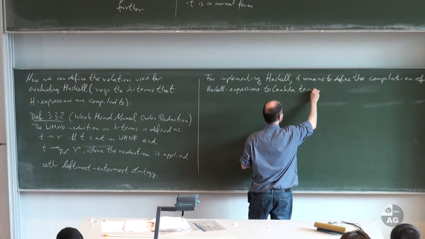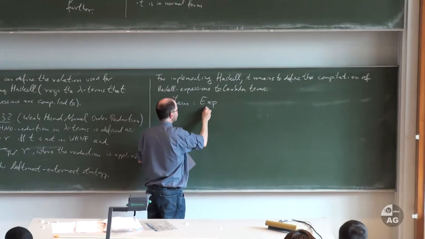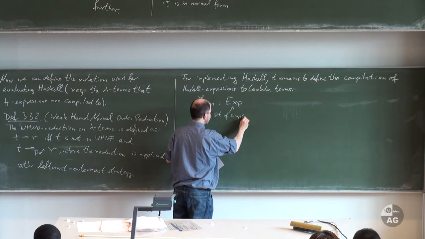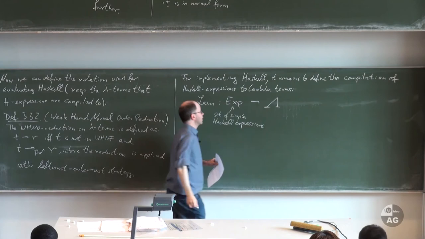And we will do this by a function which I call lum. So what lum does is it takes a Haskell expression as an input. So this is the set of simple Haskell expressions. And it returns a lambda term. And the lambda term should do the same thing as this Haskell expression.